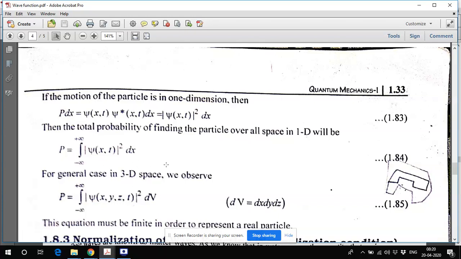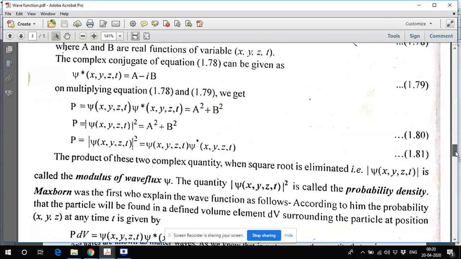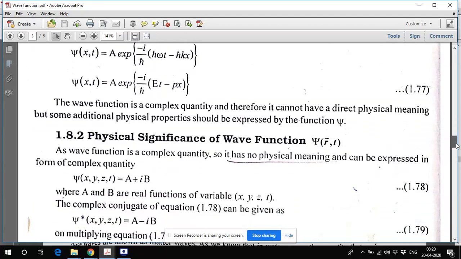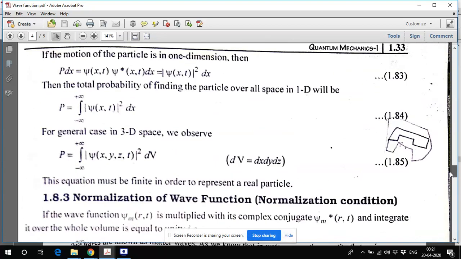So this is one of the qualities of the wave function, that it has this kind of physical significance: it directly gives me the probability of finding the particle, and it should, because this wave is associated with the particle only. So wherever the particle is maximum, my wave function will be maximum. So the probability of finding a particle is represented by these two equations, which are known as the probability amplitude.